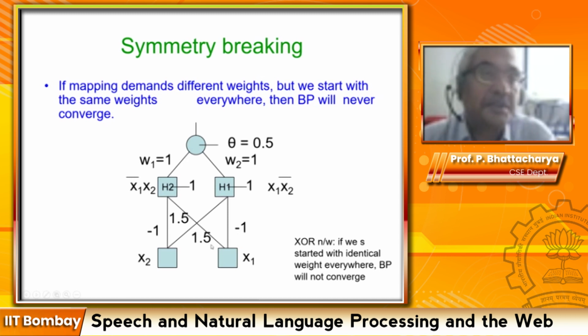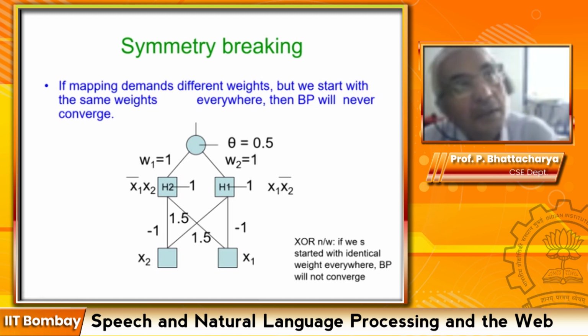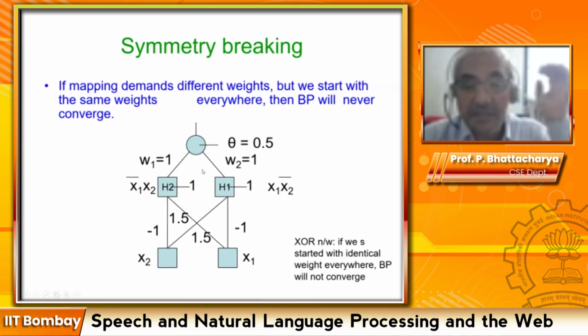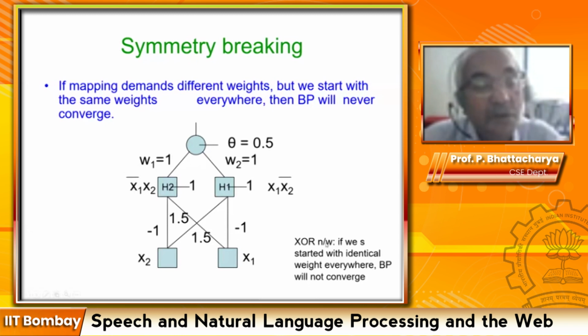So what will be the symptom? What will be the behavior of the network? What will happen is that it will always get stuck in a local minimum, and the error value will never come down below a quantity which is acceptable to you, and the network will always misclassify the XOR input data. Okay, so this is the symmetry breaking problem. Now, why is it called symmetry?